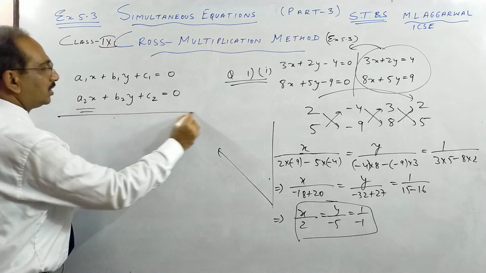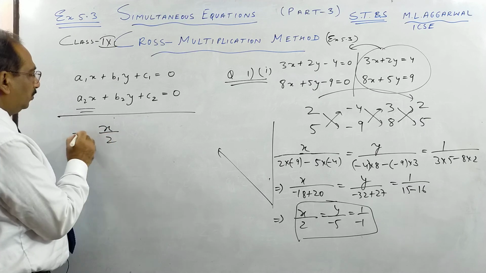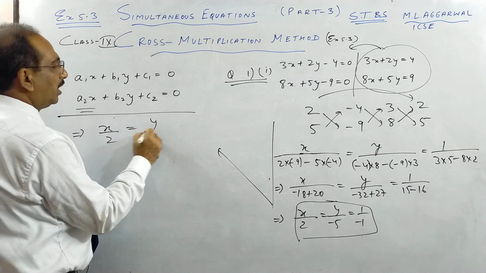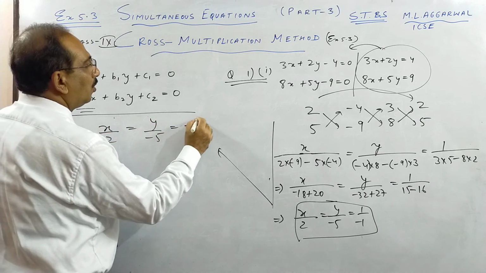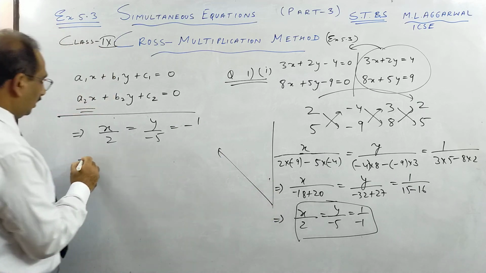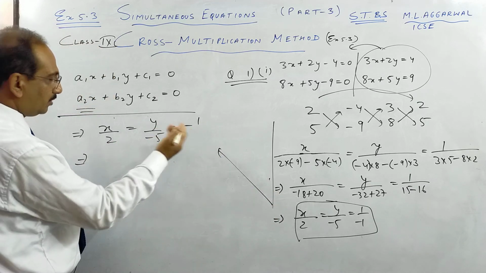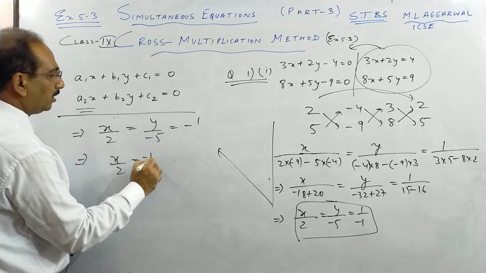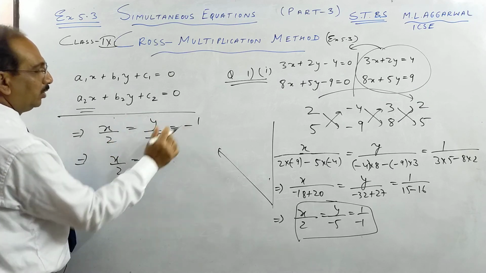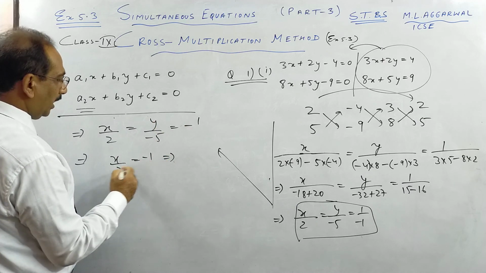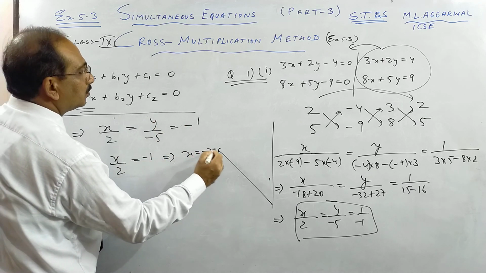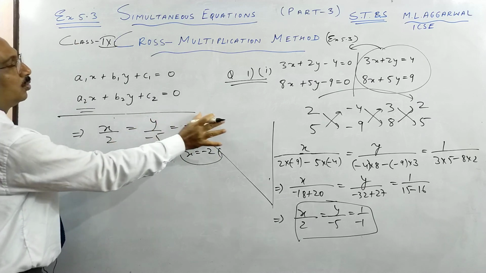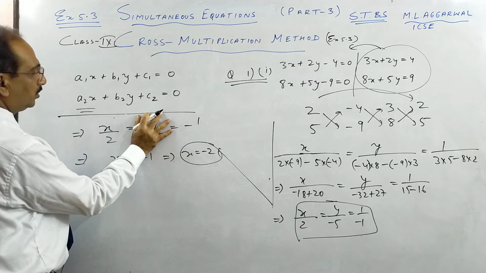So x by 2, y by minus 5 is equal to minus 1 by minus 1, which is minus 1. So see, first and last, don't see this. So x by 2 is minus 1. X by 2 is minus 1. This implies x is minus 2. 2 goes up here, minus 1 into 2 is minus 2.